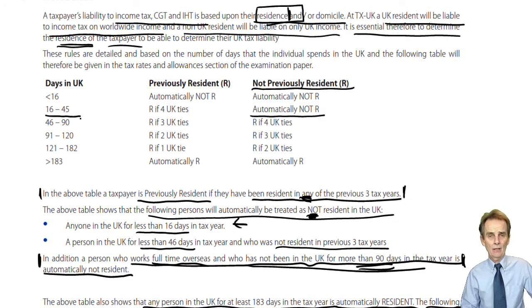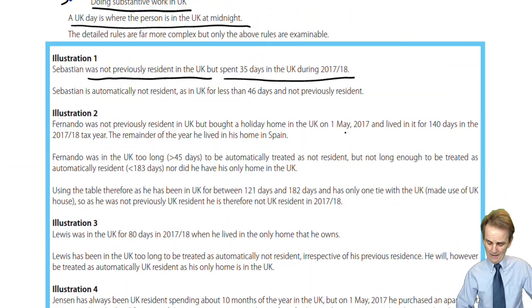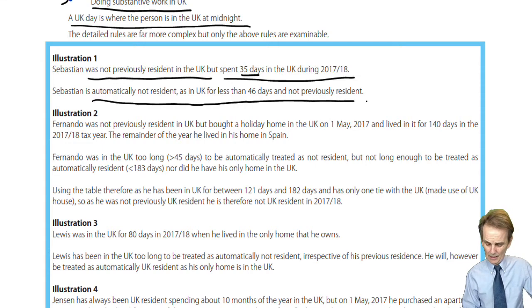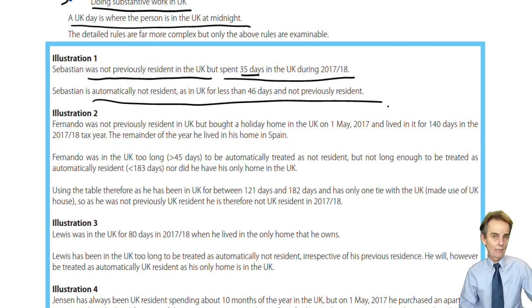Well, we haven't exceeded that. We are not in the UK for 46 days or more. It's only 35 days, as I recall here. There we go, 35 days. So on that basis, automatically not resident, as in the UK for less than 46 days, having not previously been resident in the UK in any of the previous 3 years. Automatically not UK resident. End of job. Nothing else to do. Answer determined.